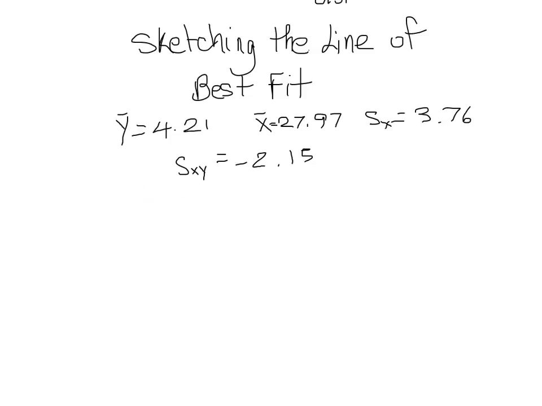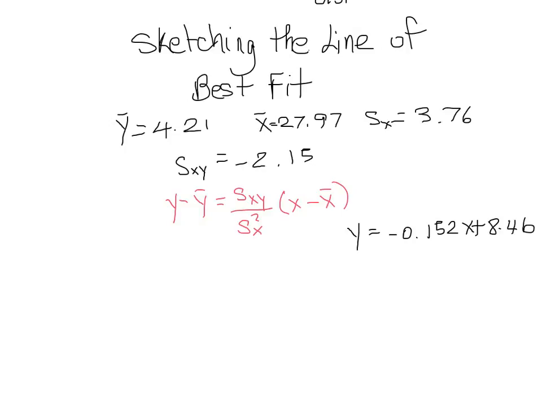We used this equation, y minus y bar equals SXY over SX squared times x minus x bar, in order to find our equation. And if you are not sure of how to do that, look back in the last video linked below. So when we used that equation, we got that the equation of our line is y equals negative 0.152x plus 8.46.